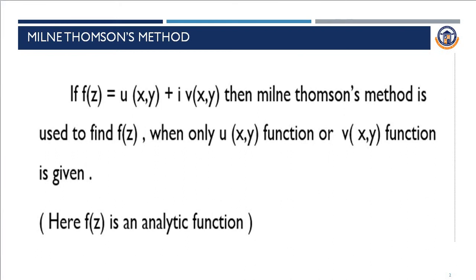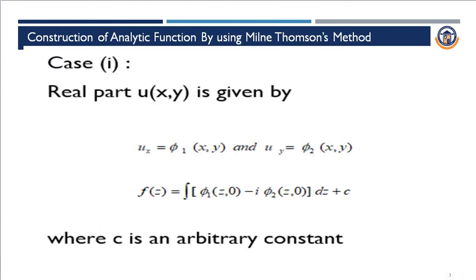Next, let's see the construction of the analytic function by using the Milne-Thomson method. If they give the real part value, what is the formula to find the analytic function? And if they give the imaginary part value, that is v of x comma y is given, then what is the formula to find the analytic function by using the Milne-Thomson method? We have two cases. Let's see the first case. If they give the real part u of x comma y, then what is the formula?